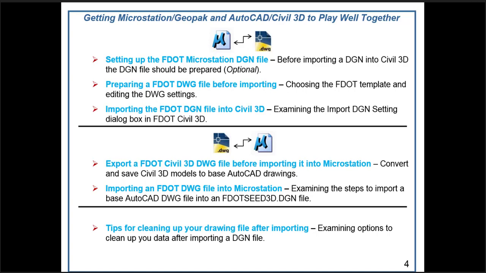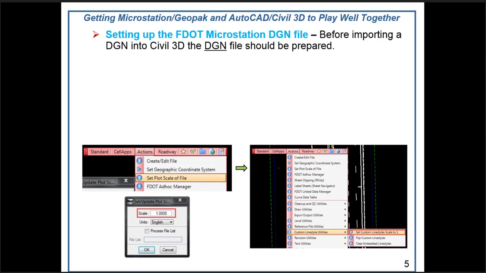And then last but not least, we'll look at some tips for cleaning up a drawing file. We'll look at how to use the purge command. We'll look at the design center. We'll look at how to reset your line styles using the latest FDOT line style that comes installed with the State Kit as well.